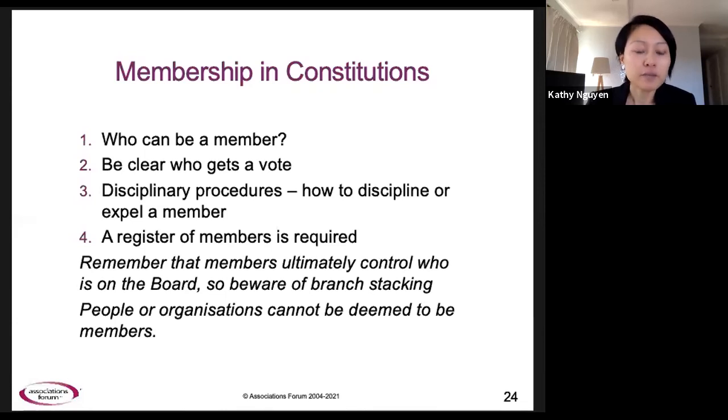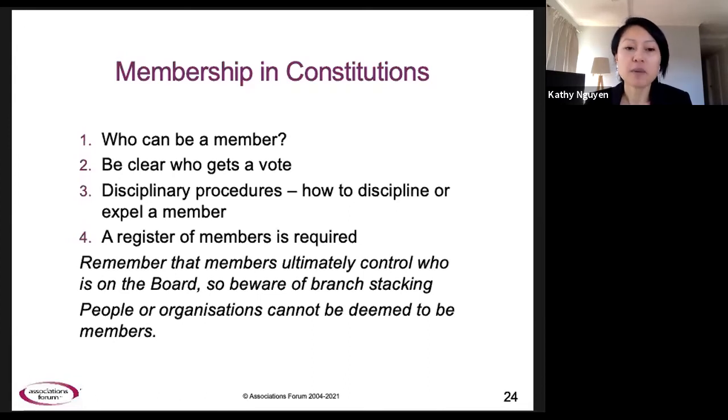Usually constitutions would include disciplinary procedures, so the process required to expel a member, which is quite an extreme thing to do, but sometimes it has to happen. And a register of members is required. What we mean by that is legally you have to keep a list of who your members are. And remember that members ultimately control who's on the board, so beware of branch stacking, which is related to point 1 about who can be a member.